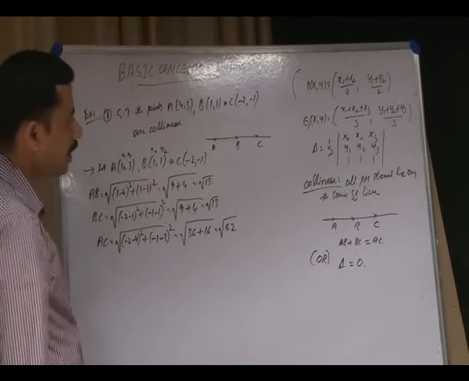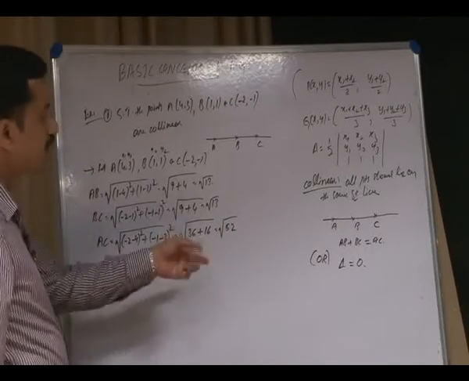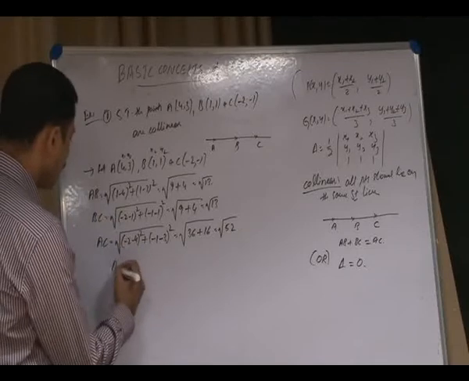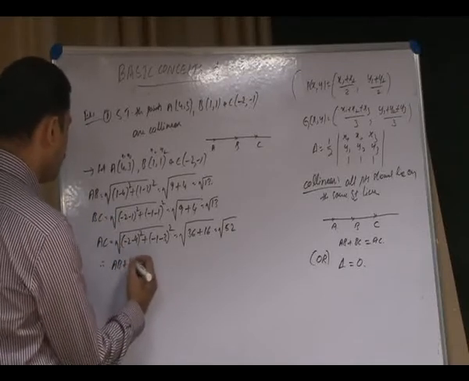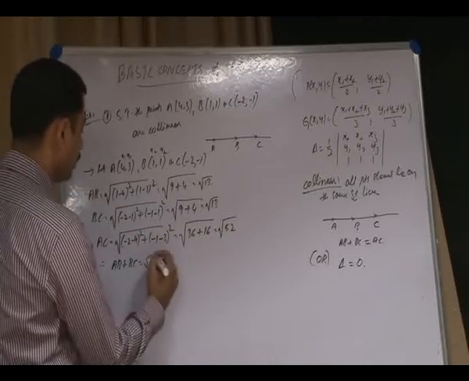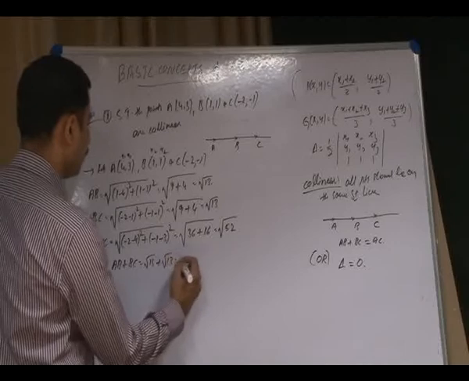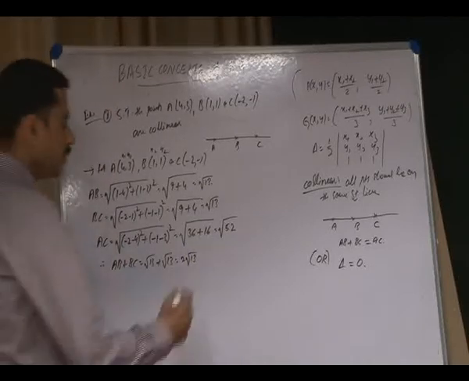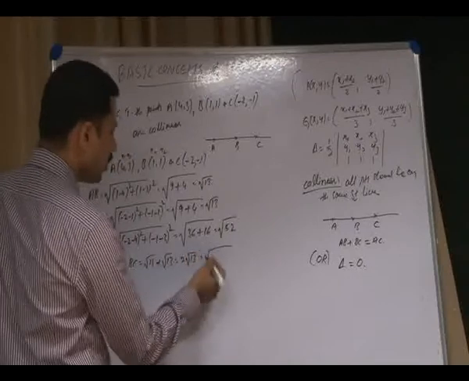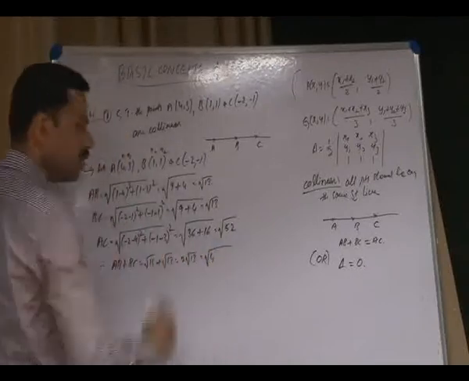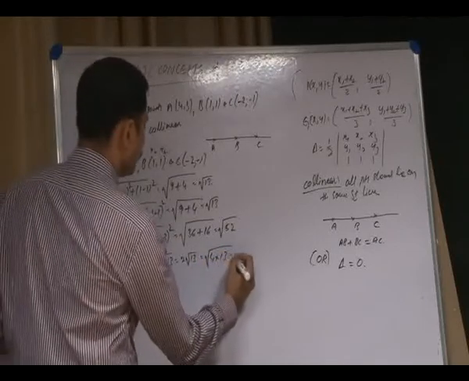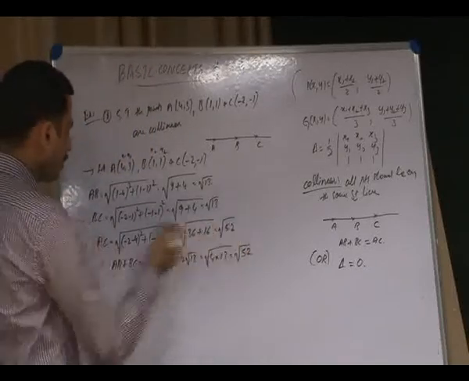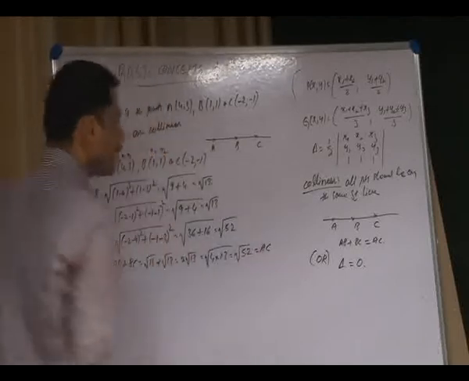So, now, the condition to prove collinear is AB plus BC is equal to AC. The sum of the two sides should be equal to the third side. AB plus BC is equal to AB, which is the square root of 13, plus BC, which is the square root of 13. So, if we add, we get 2 root 13. So, 2 root 13 means that is equal to the square root of 2 squared, which is 4, into 13. So, that is the square root of 4 into 13, which is 52, the square root of 52. So, here by observation, the square root of 52 is nothing but AC.